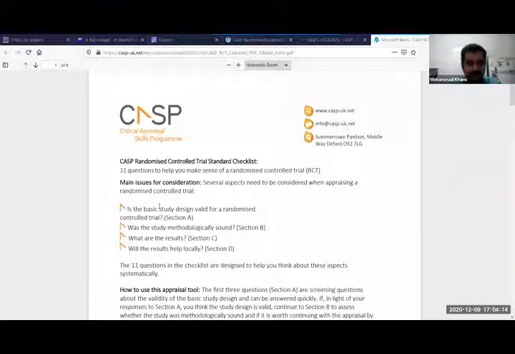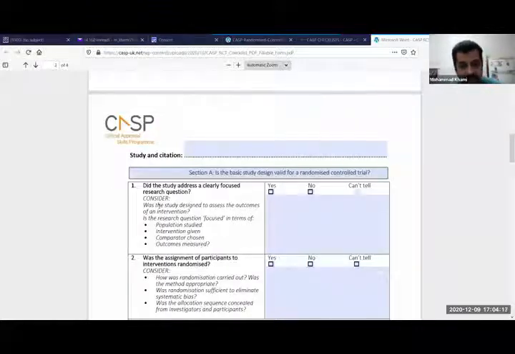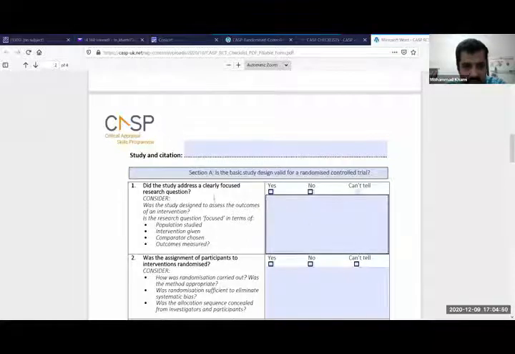The first question is, did the study address a clearly focused research question? When you want to decide about this, you should consider, was the study designed to assess the outcomes of an intervention? Is the research question focused in terms of population, intervention, comparator chosen, and outcome measured? You can see PICO here. So a randomized controlled trial also requires a PICO format for its aim and its question. And you can choose yes, no, or can't tell, and write anything you want here.